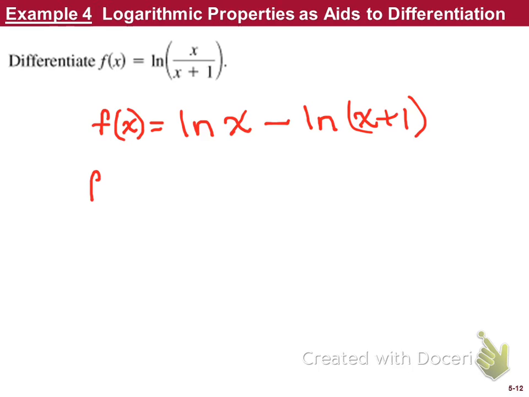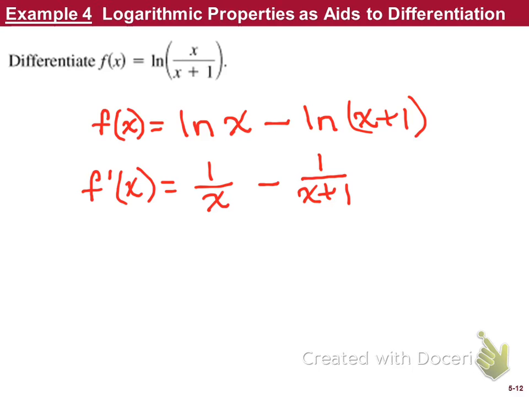And just like any other time when we're finding the derivative of a sum or difference, we find the derivative of each term separately. So to find the derivative of the first term, natural log of x, remember that derivative is just equal to 1 over x minus the derivative of natural log of x plus 1. Well, here we would use the u substitution idea. We want the derivative of u over u, so the derivative of x plus 1 would be 1 over u, or x plus 1.